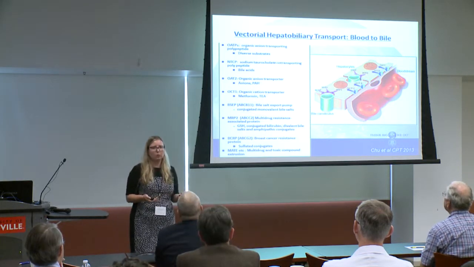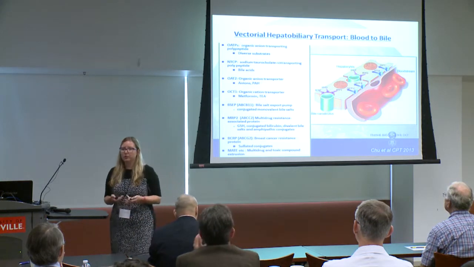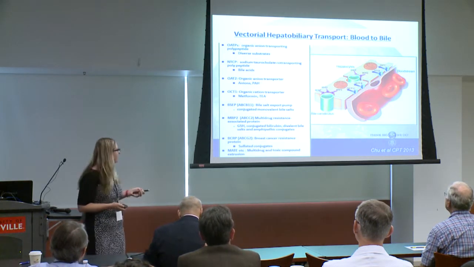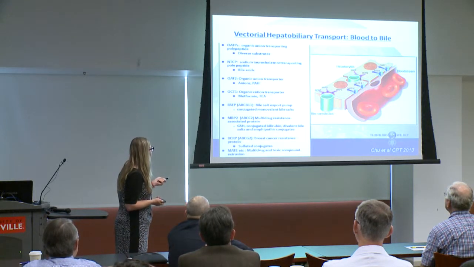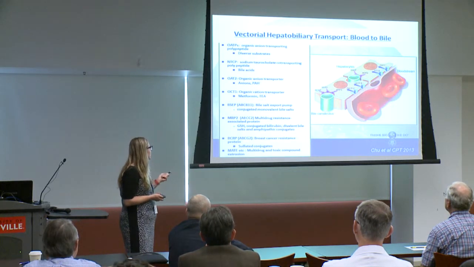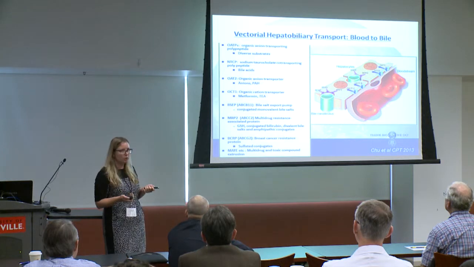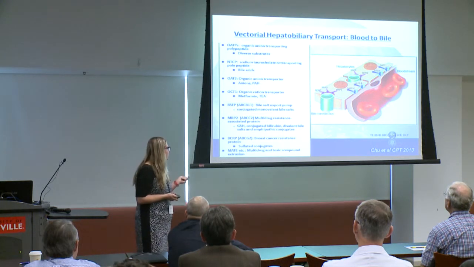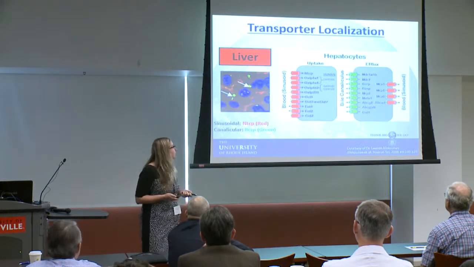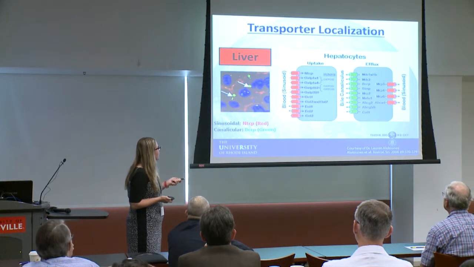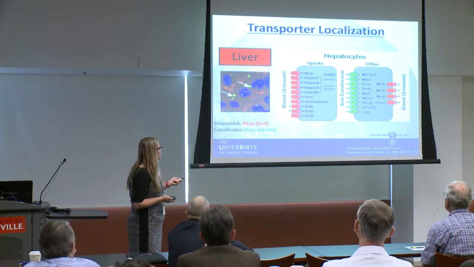MRP2 is kind of the major workhorse within the liver to get xenobiotics and drug conjugates out of the liver and into the bile. And lastly, BCRP, or breast cancer resistance protein, is actually more closely related to the multidrug resistance associated proteins, and this is going to transport sulfonated conjugates into the bile, also localized to the biocanaliculus. This is just a different schematic basically showing the same thing as before.